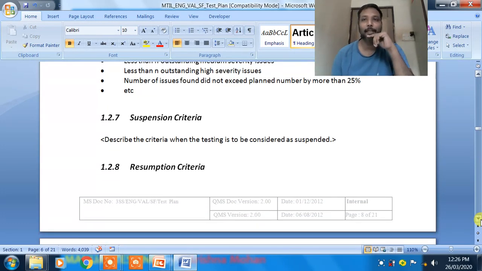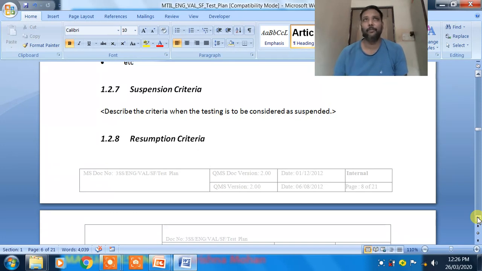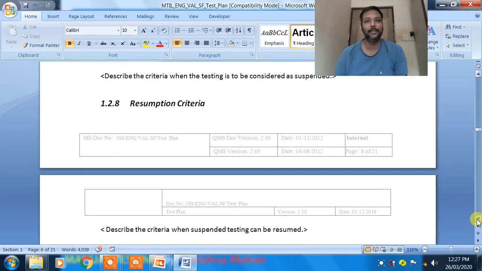Then the resumption criteria: when will we resume the testing again, when will you start the testing? What are the various options where we can resume it? If you suspended it because it failed in the smoke test, then when it passes the smoke test, we will start testing. Suppose the resources are available, we can start testing. And suppose the showstopper defect has been fixed, then you can resume the testing and continue again. That's what it is.